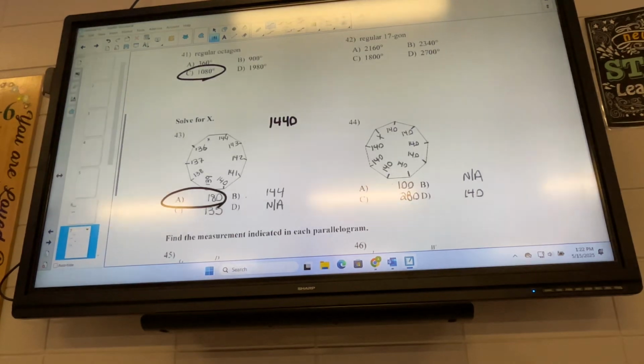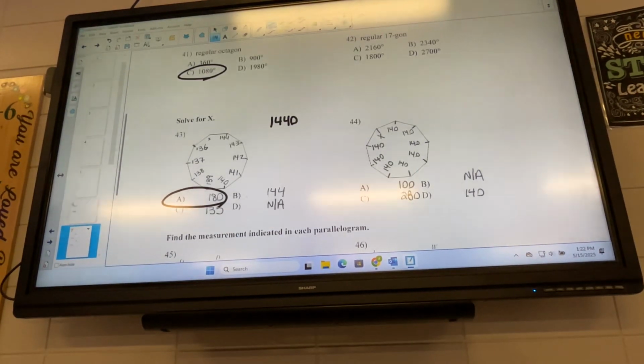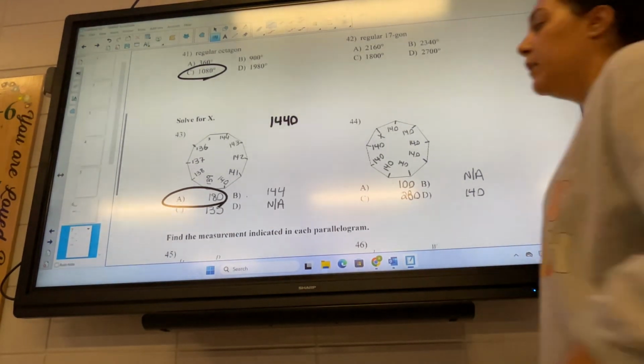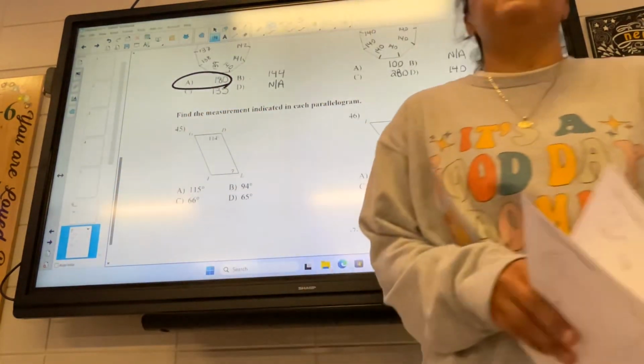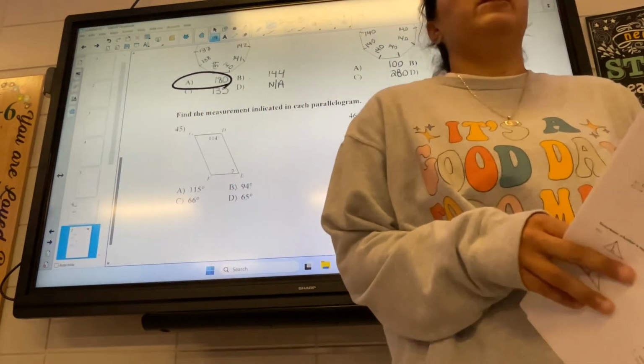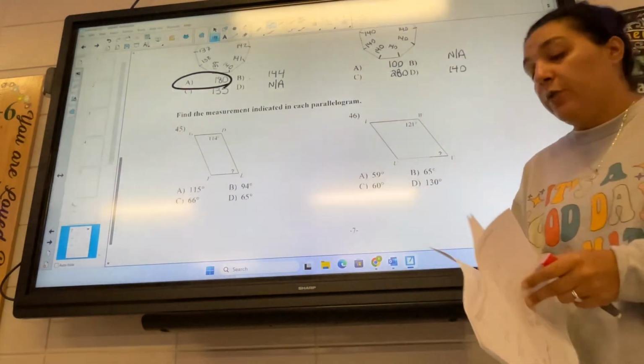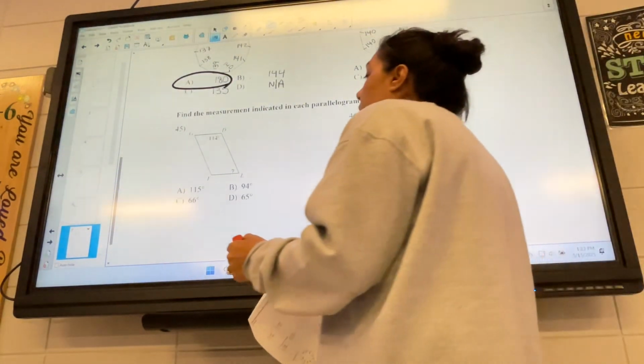Okay, 45. Are those on the same side or opposite corners? Same side. So what do you do for same side? Minus 180. So 180 minus 114. 66.